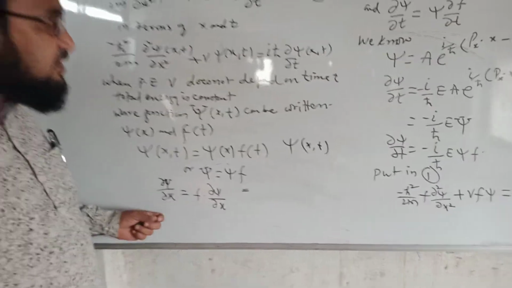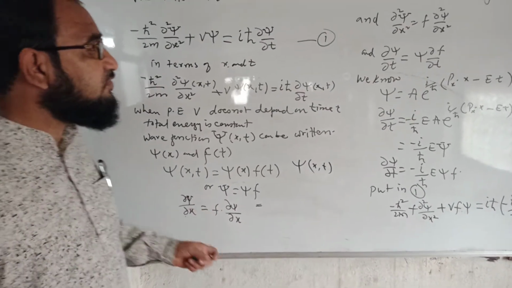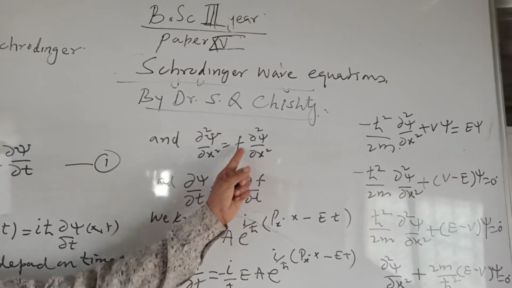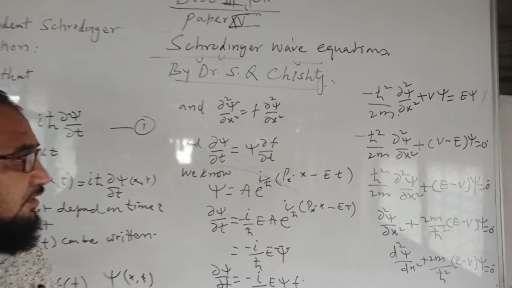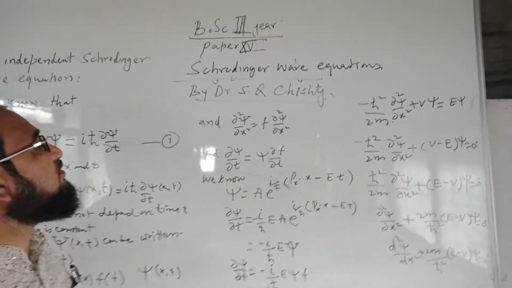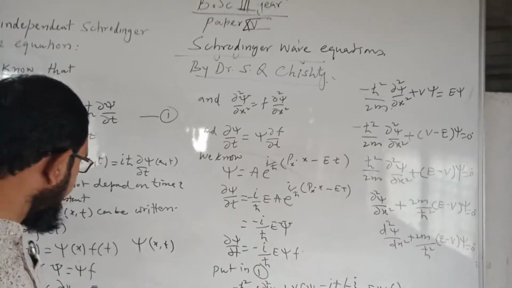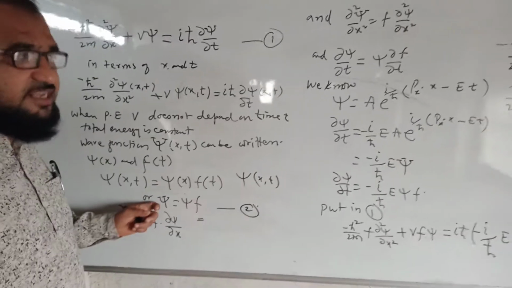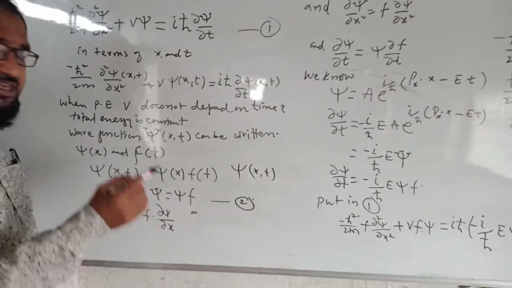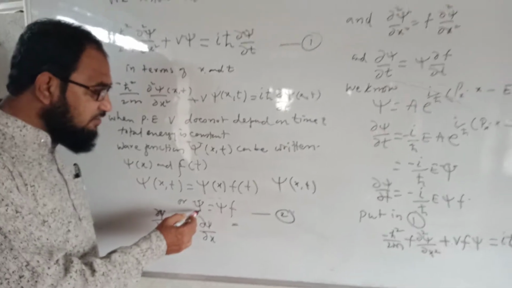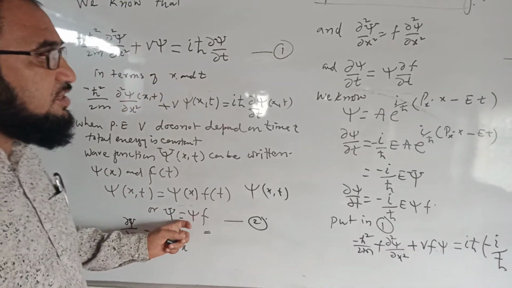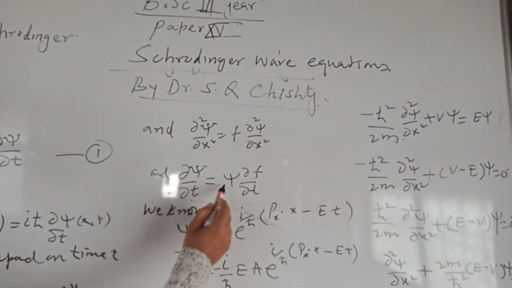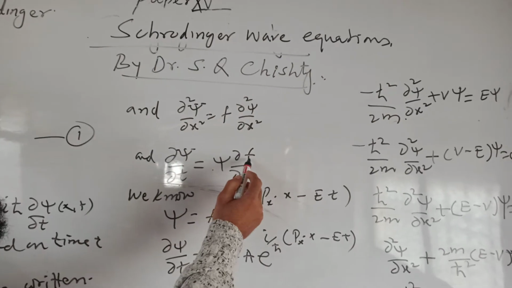Now again I will differentiate it a second time, second derivative. So you will get here dou 2 psi by dou x square is equal to f into dou 2 psi by dou x square. And suppose I differentiate this equation, number 2, with respect to t. First I differentiated it with respect to x. Now I will differentiate it with respect to t. So I will get here dou psi by dou t is equal to psi as it is into dou f by dou t.